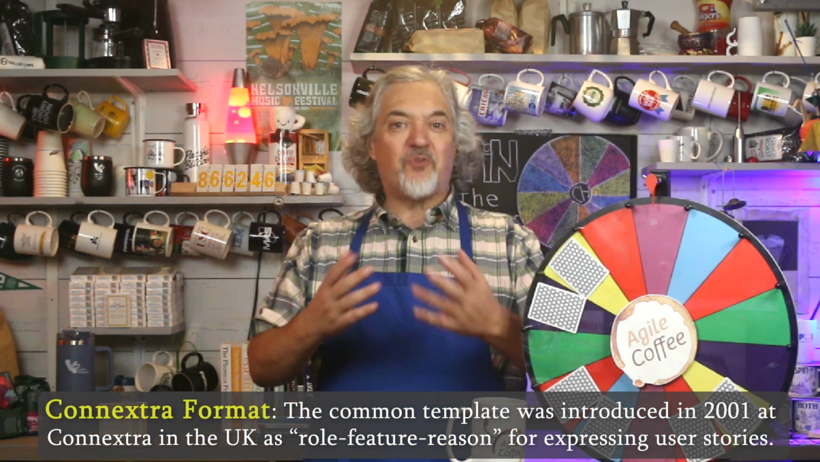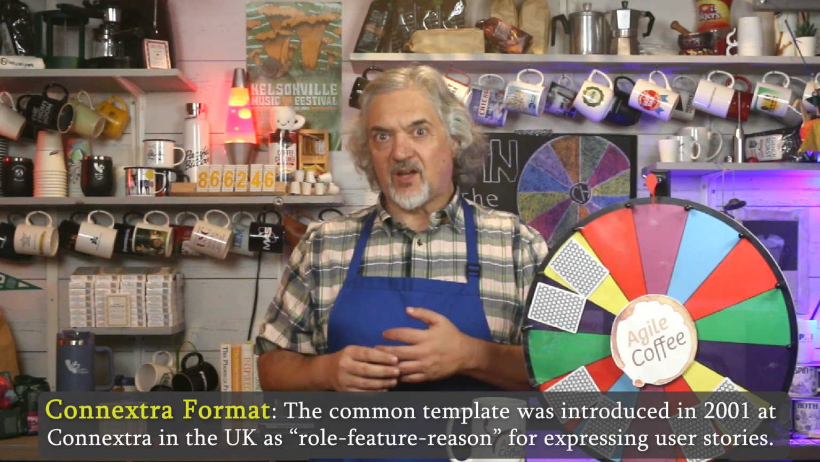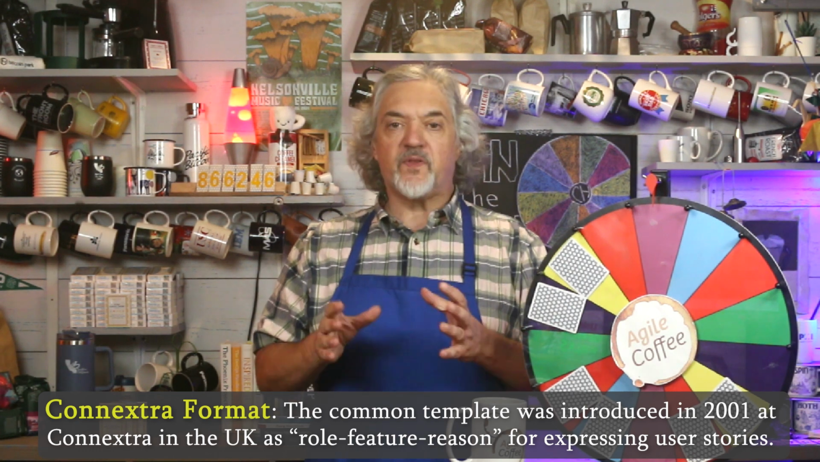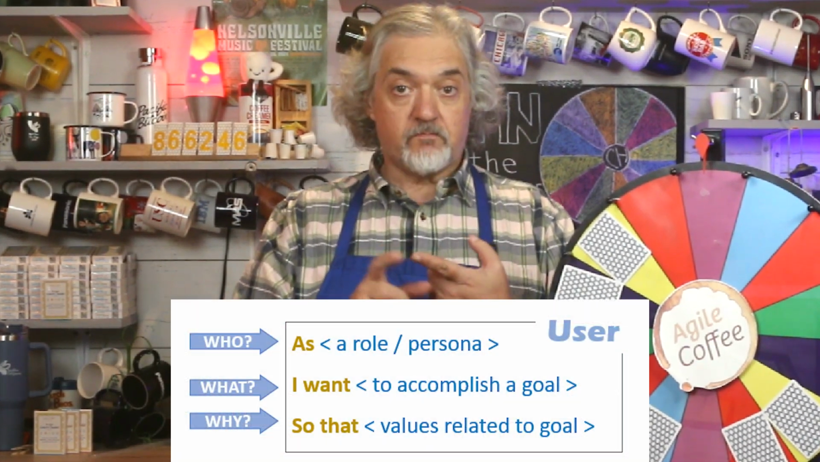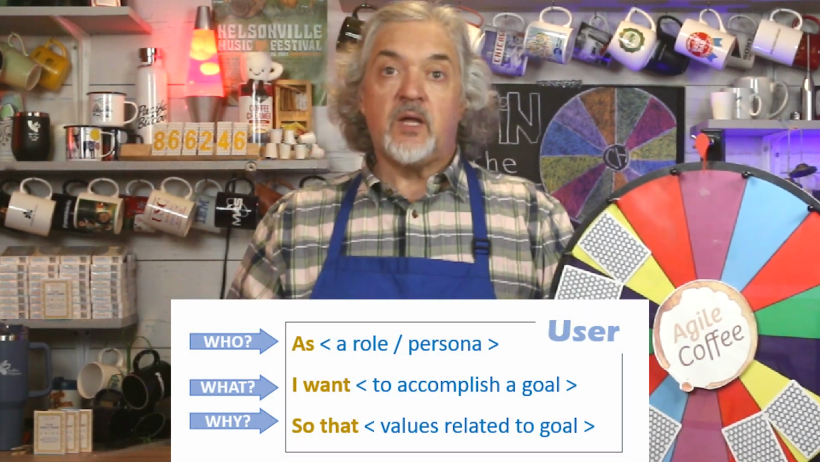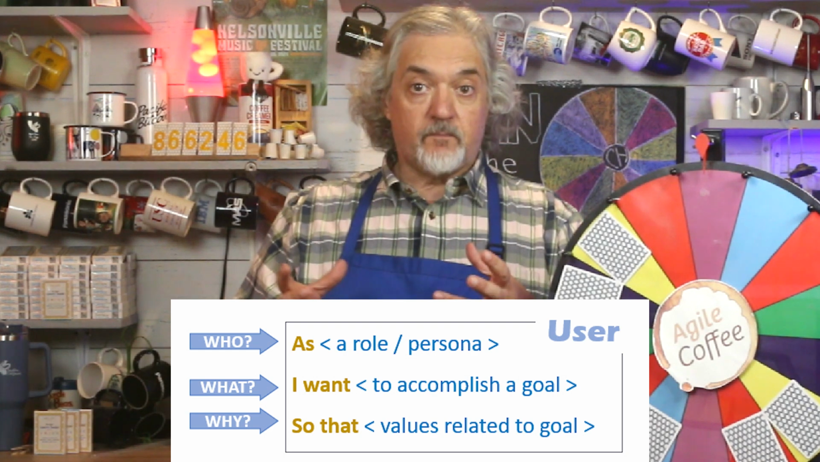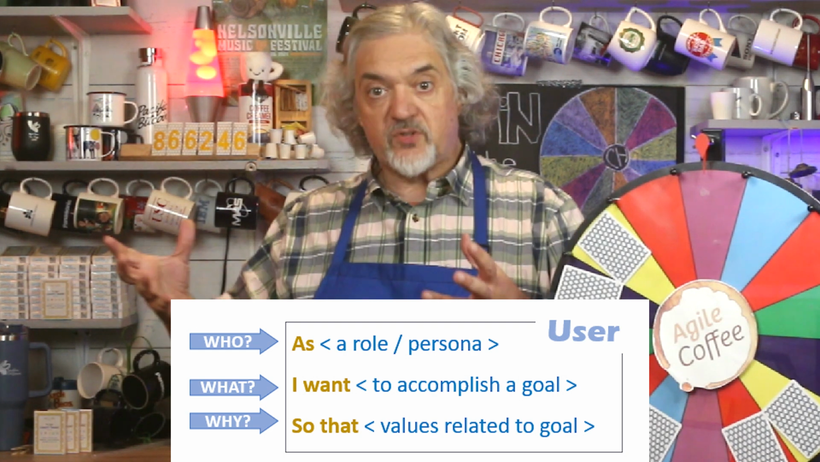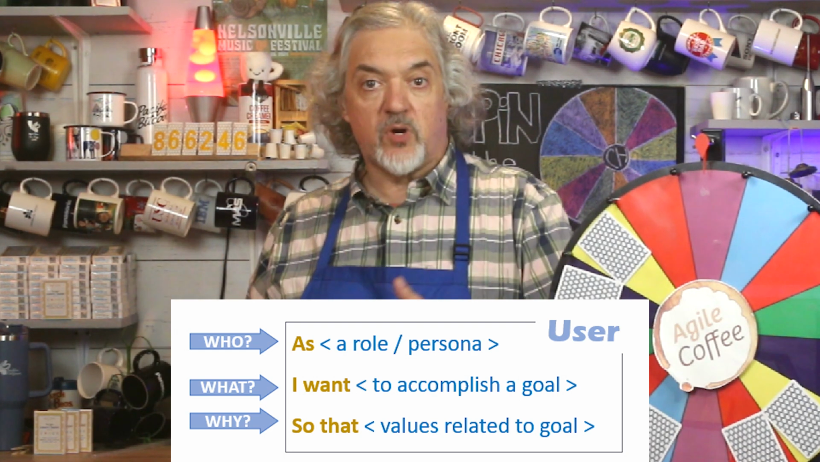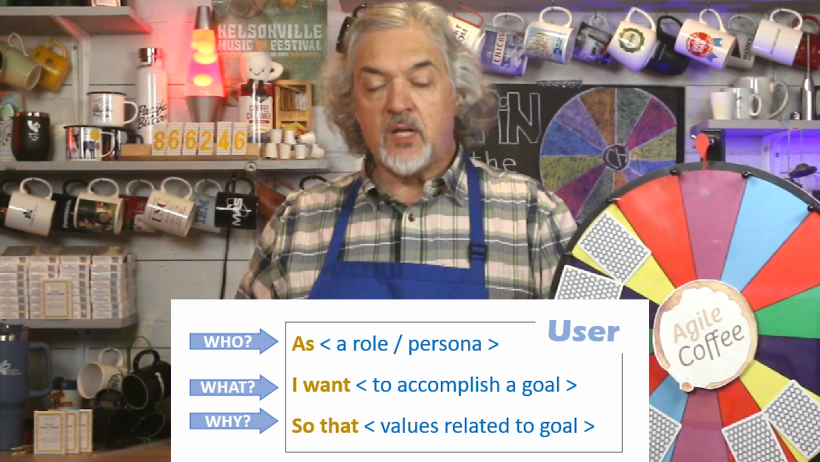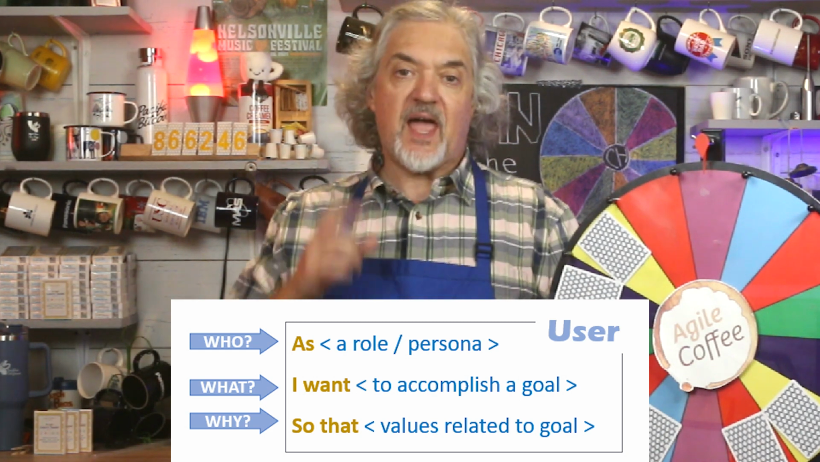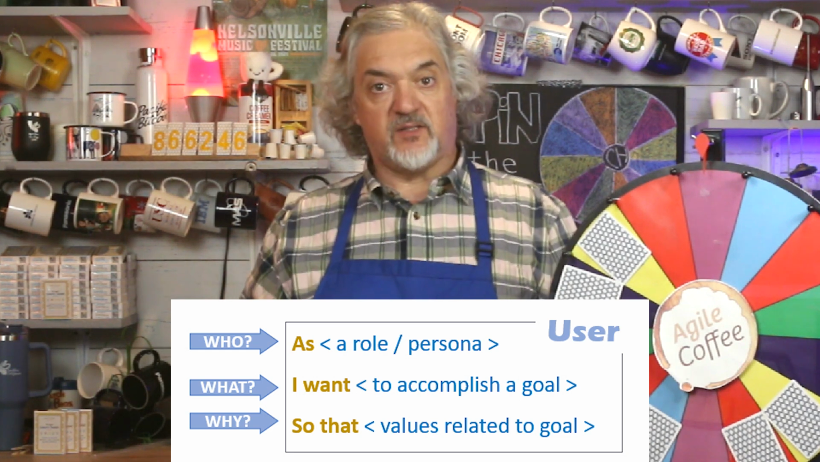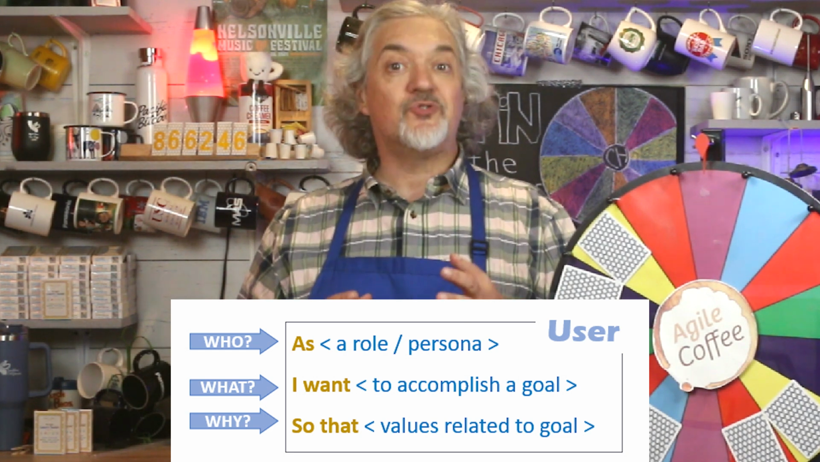So we had this format coming out of this Connexta, I can't remember what the organization is off the top of my head, and it was phrased in the following way: as a blank for the user, I want to, what's the need you're trying to do, what's the action you're trying to do, so that I could get some value. So it's as a, I want to, so that, the typical user story format.